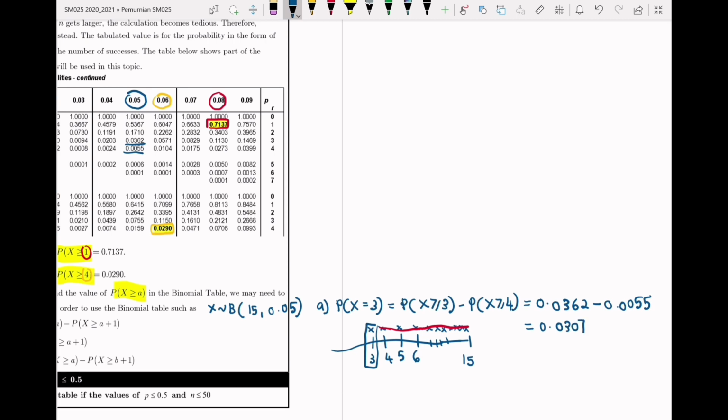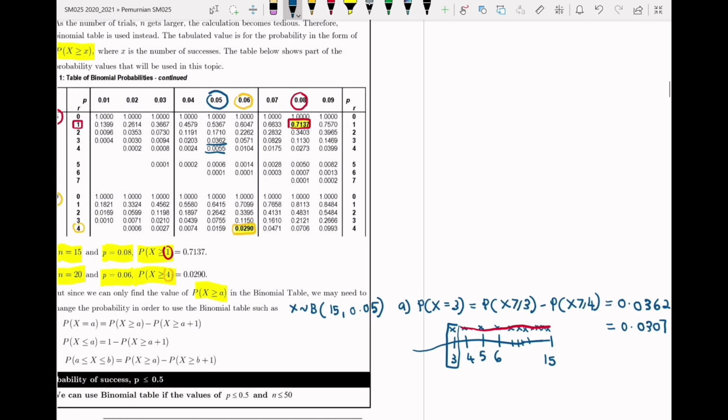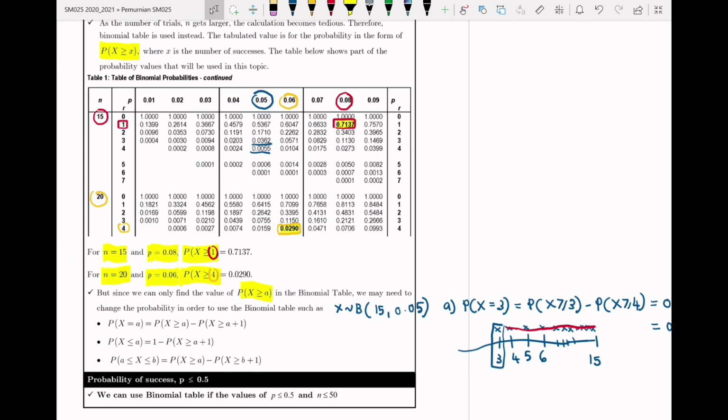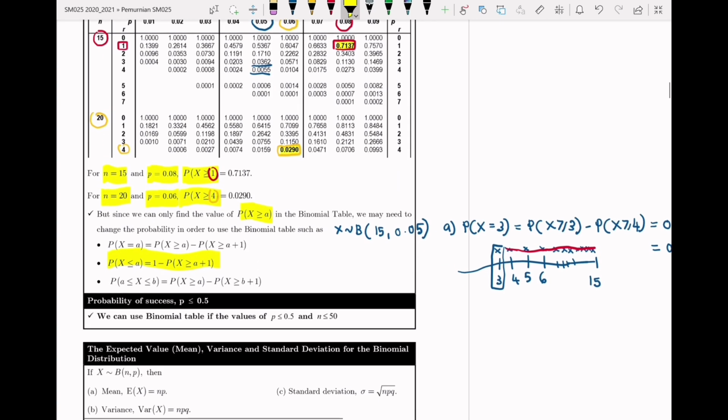So we have P(X = 3) equals 0.0307. Okay, next, if we have P(X ≤ a), we will use 1 minus P(X ≥ a + 1). So let's look at the example.